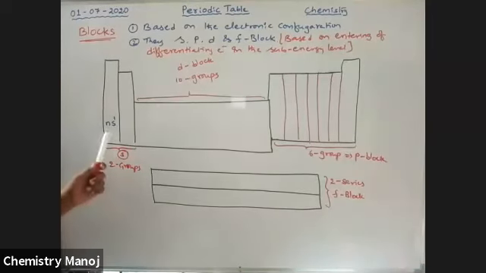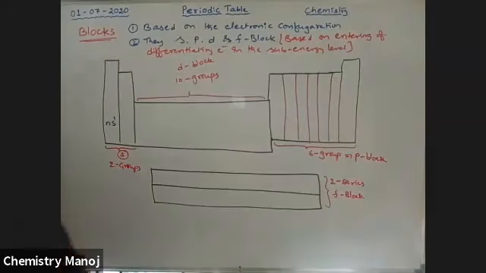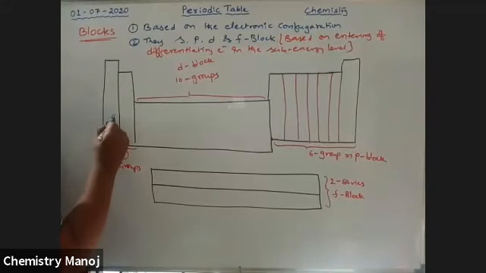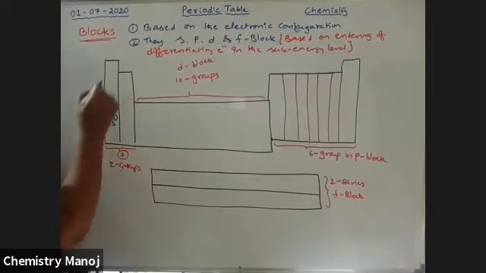Now here ns1 is the outermost electronic configuration. This is the differentiating electron. That differentiating electron entered into the S sub-energy level. That is why this group is taken as S block element. It is 1A group.